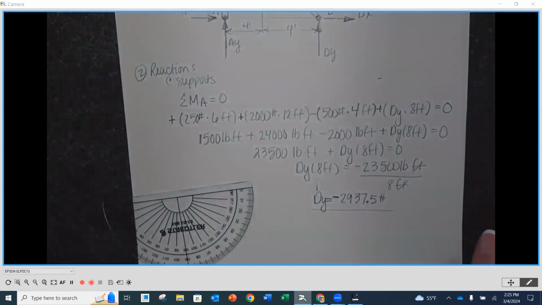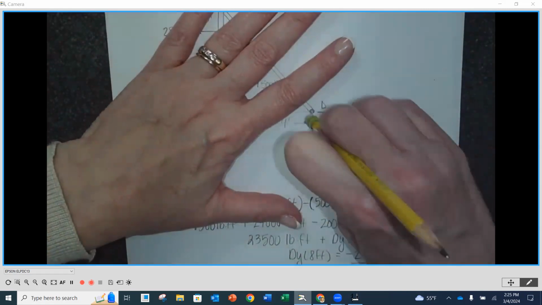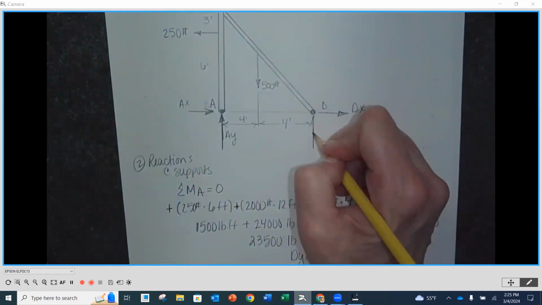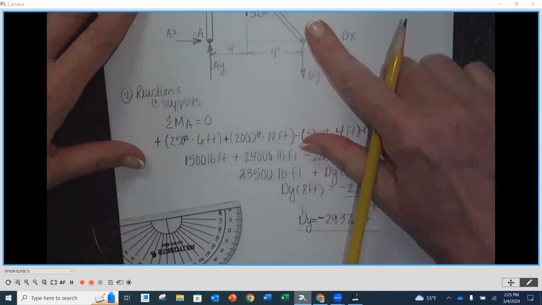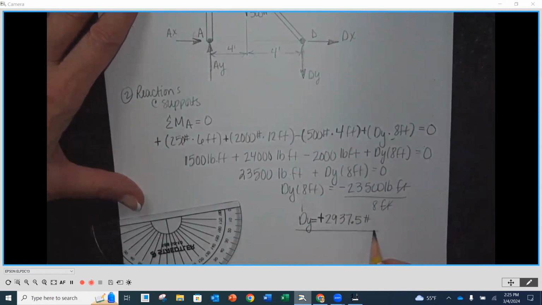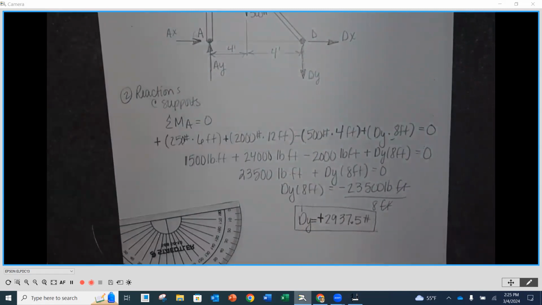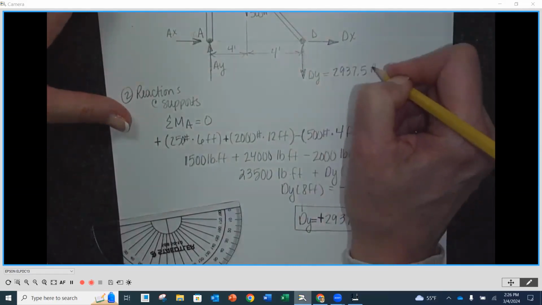Now, as I find my dy, I ended up with a negative value that I couldn't clear. So that means that I did not assume the correct direction. You may have, and that's okay. I assumed it going up. It means that it's not going up. It's actually going down. So this is the actual direction going down of dy. Change it there and then make this positive. Your value should be 2937.5 for the magnitude. So I'm going to put that here, 2937.5 pounds.